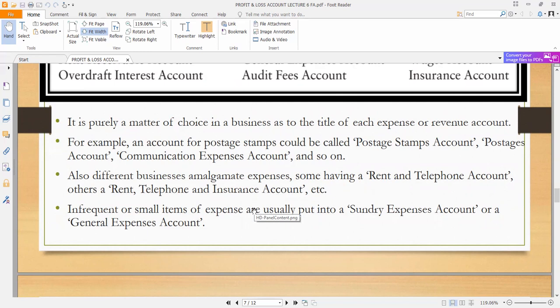Now, infrequent or small items of expenses are usually put into sundry expenses account or general expense account. Now, this word sundry can sometimes confuse you. However, this just means small expenses or general expenses.